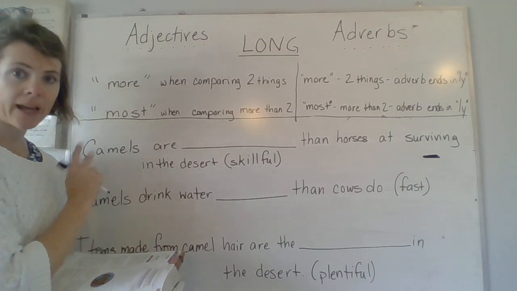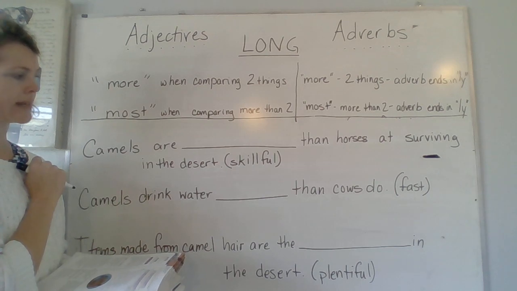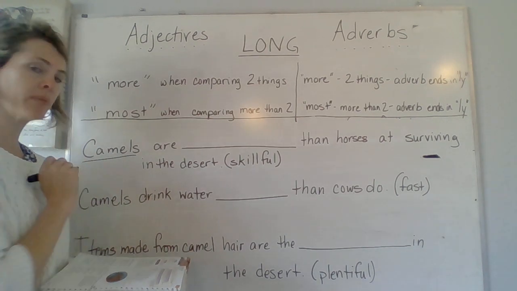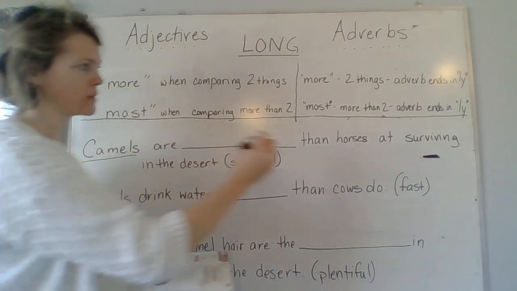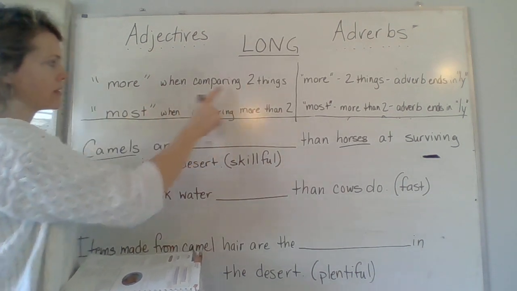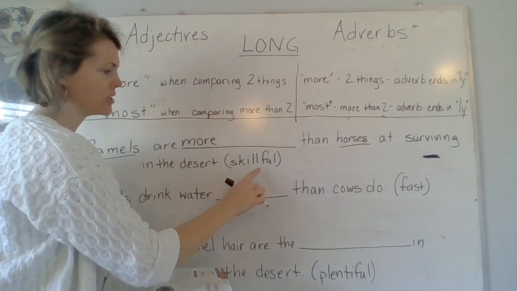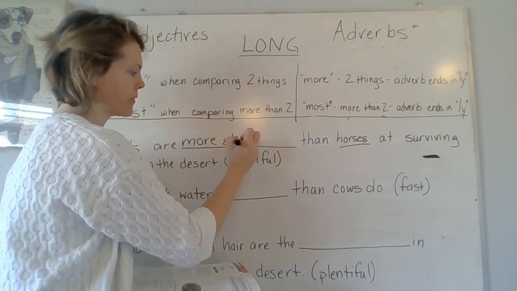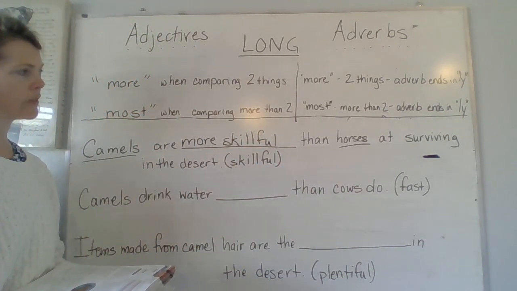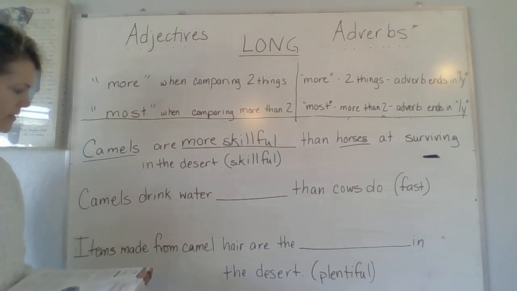So now we have to decide how many things are being compared. Camels are, than horses at surviving in the desert. I'm using camels and I'm comparing them with horses. That's only 2 things. So I'm going to use my rule for when I'm comparing 2 things, and that would mean I use the word more. More, and I just copy skillful. More skillful. Let's see how that reads. Camels are more skillful than horses at surviving in the desert. There we go.